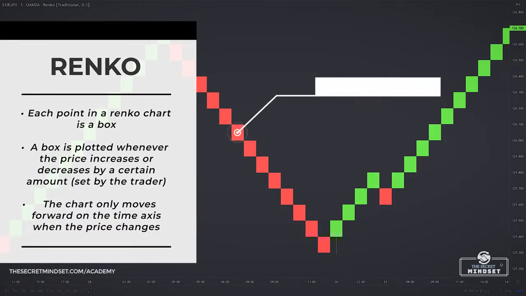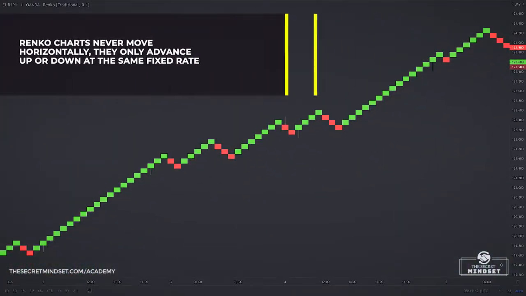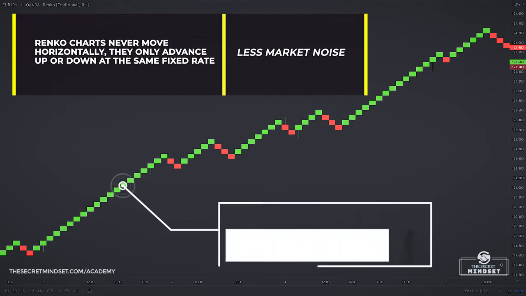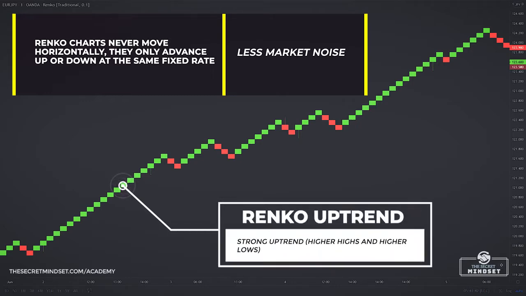Each point in a Renko chart is a block or a brick, and the brick is plotted whenever the price increases or decreases by a certain amount, meaning the chart only moves forward on the time axis when the price changes. Renko charts never move horizontally, they only advance up or down at the same fixed rate. And that's important because when you're actively trading the markets, scalping or day trading, it's important to have a methodology to clear out the market noise.